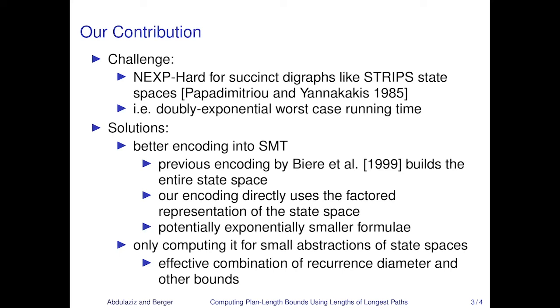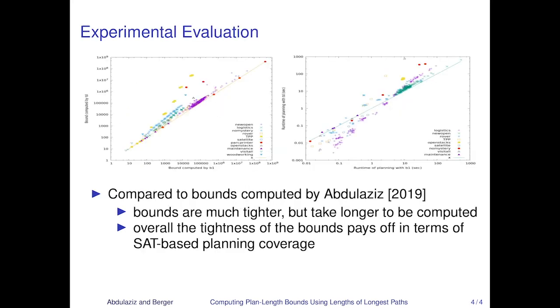Another contribution is that we devise a method that shows how to practically compute the recurrence diameter only for projections of planning problems that are small, and for other projections that are bigger, we compute other bounds than the recurrence diameter. Then we show how to compose these bounds for a given planning problem into a bound on the whole problem. So a given planning problem is divided into abstractions. For small abstractions we compute the recurrence diameter, for bigger ones we compute other bounds.